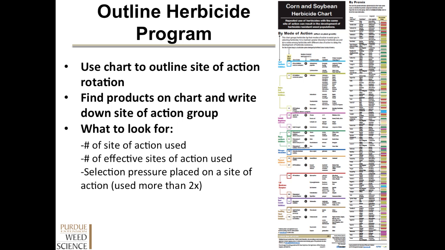And then lastly, we want you to look at the selection pressure you're putting on any given site of action. So if you're spraying any site of action more than 2 times in a growing season, we would consider that significant selection pressure that you're placing on that site of action. And if there is a site of action you're only spraying 2 times in that season, we want you to think about the next season and not applying that site of action next season, because if we're applying it 2 times in one season, we really need to back off using it the next season and really pull the pressure off of it.